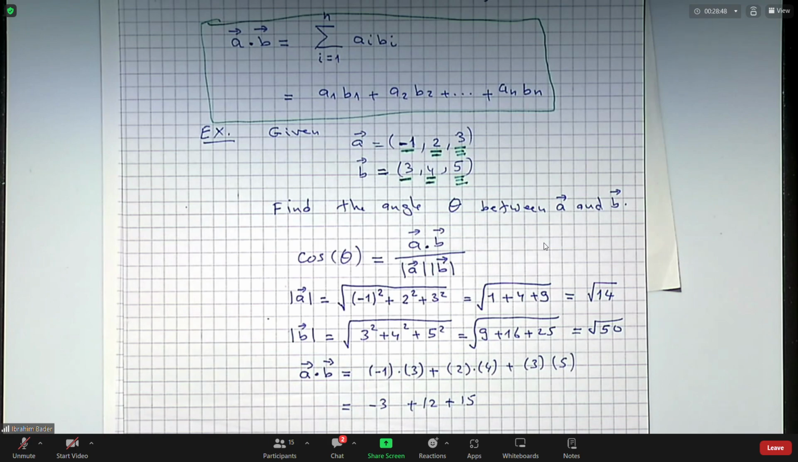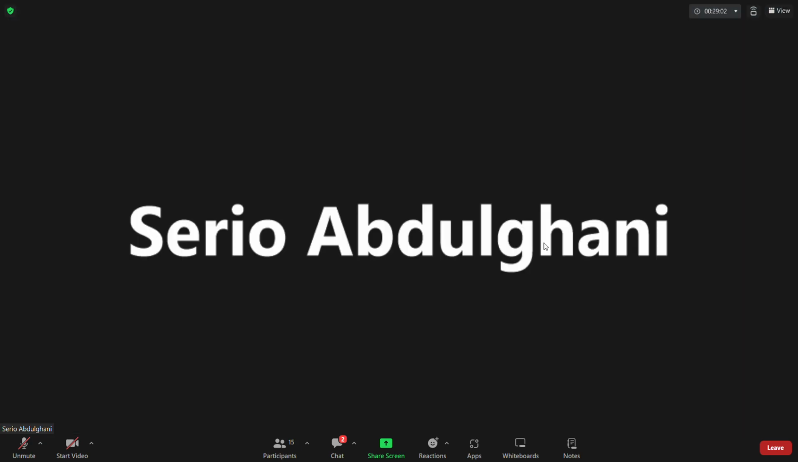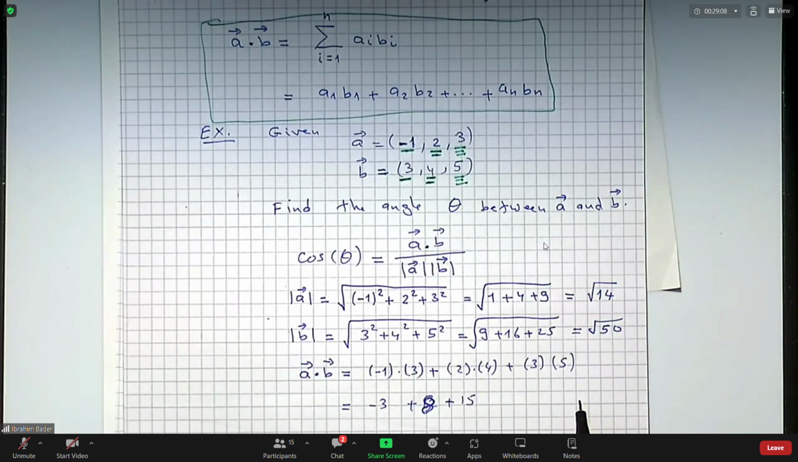Did we make a mistake here? So the vectors again: 1, 2, 3 and 3, 4, 5. Yes, sir. You put 2 times 4 equals 8, and 3 times 5 is 15. So the dot product is 20.